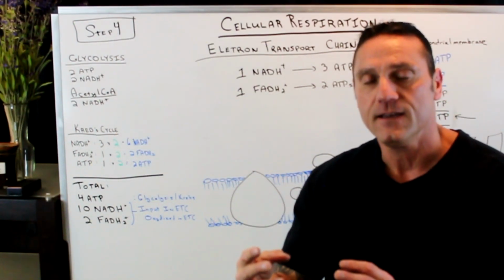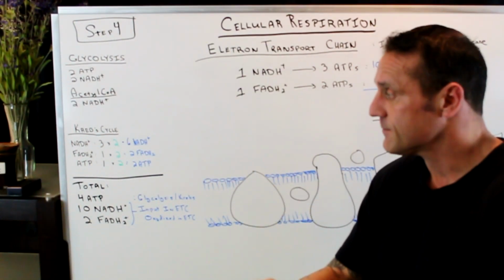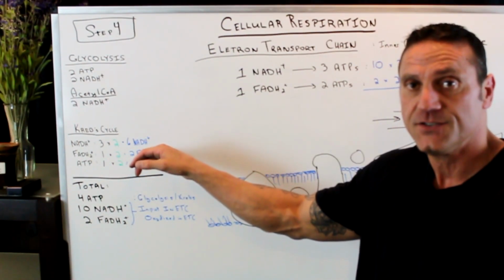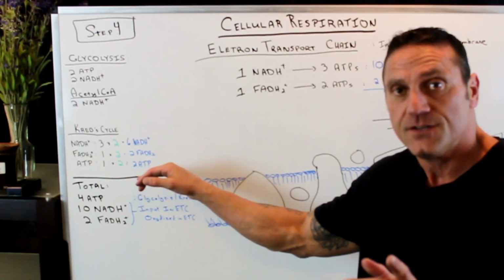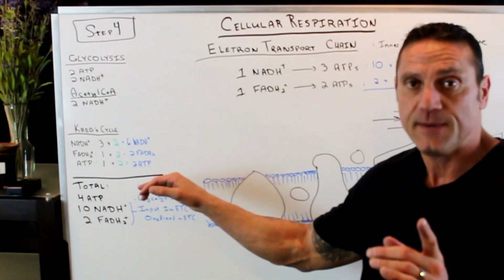And then step 3, you have the Krebs cycle. So what's the end result? You have 6 NADHs, you have 2 FADH2s, and we have 2 ATPs.